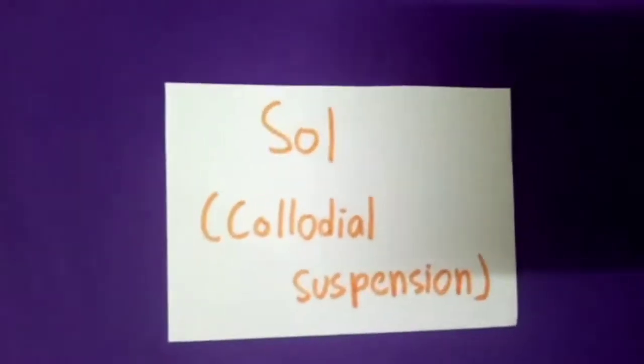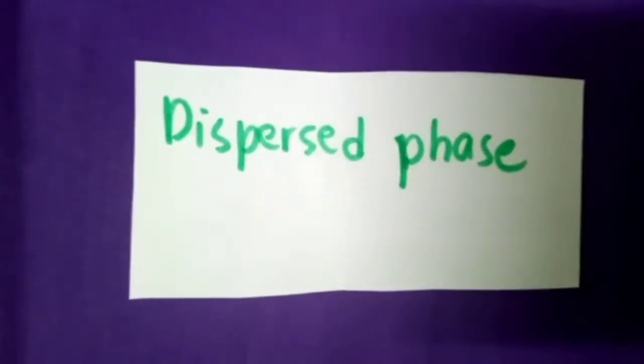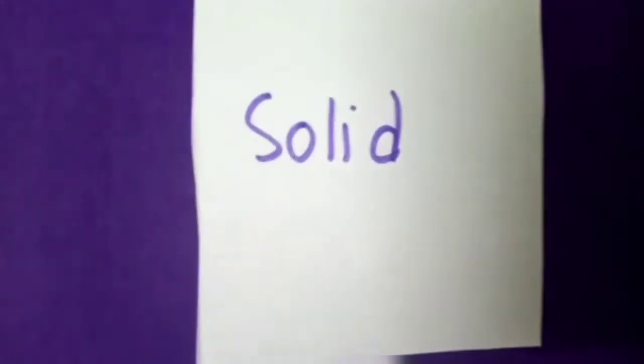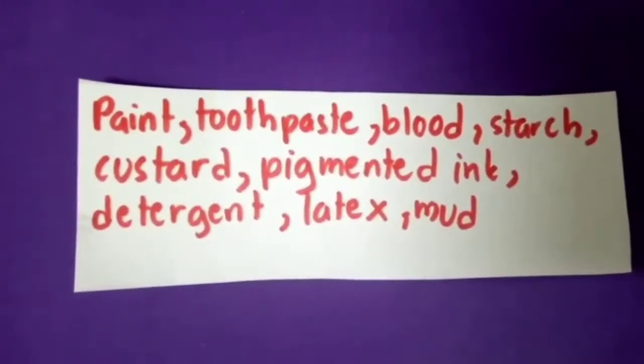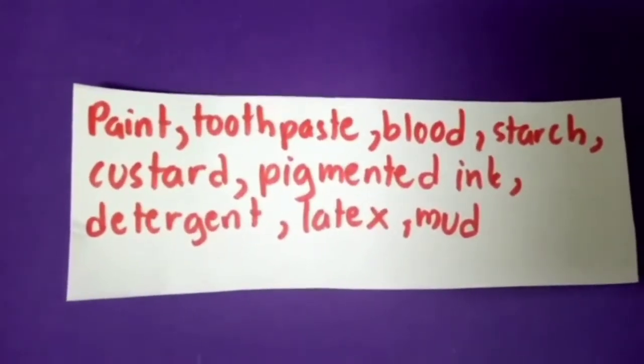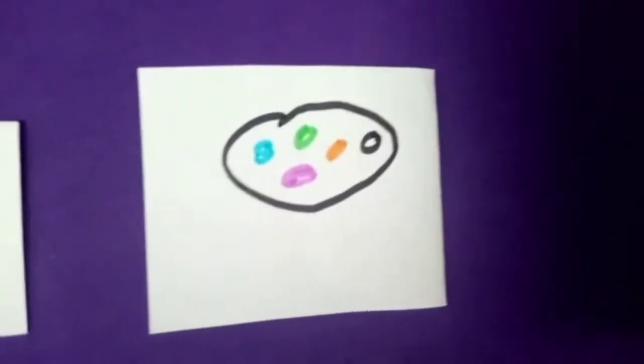In sol, the dispersion medium is liquid, and the dispersed phase is solid. Examples are paint, toothpaste, lard, starch, custard, pigmented ink, detergent, lettuce, and mud. This is lard and this is paint.